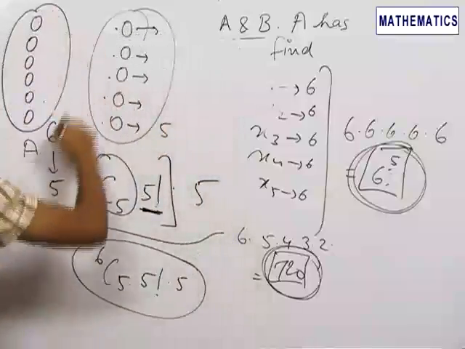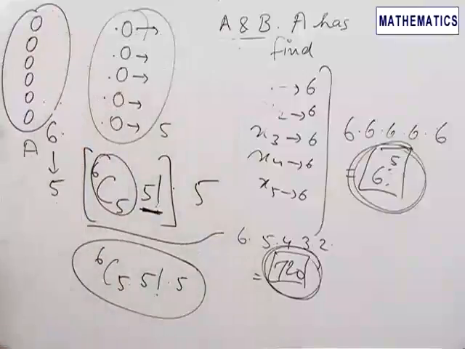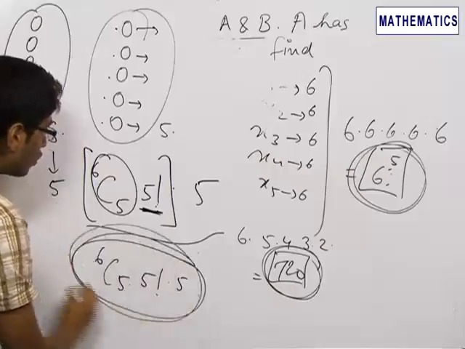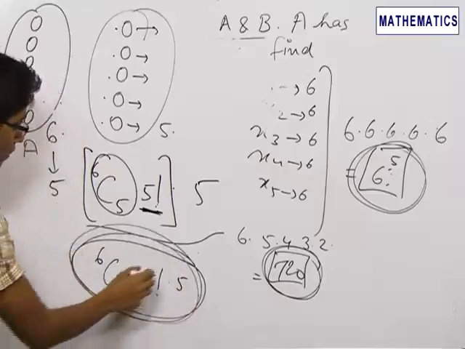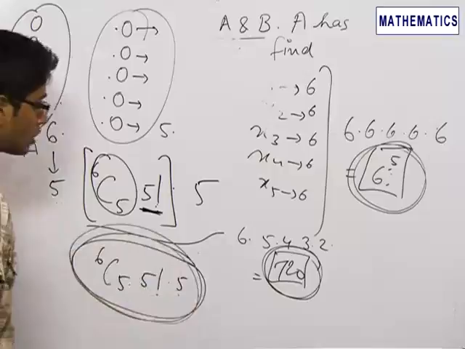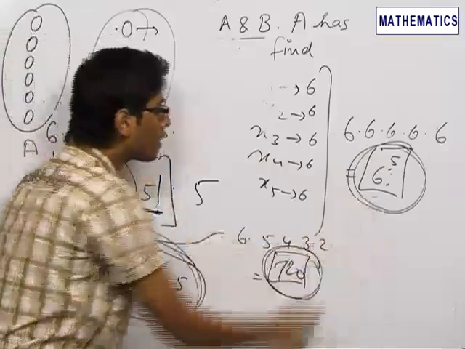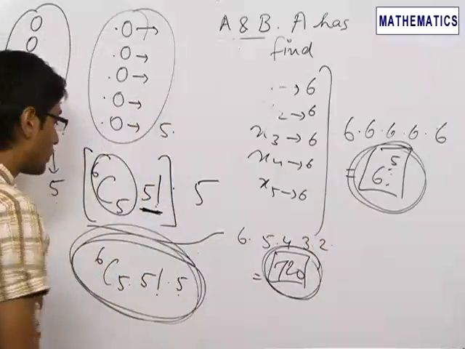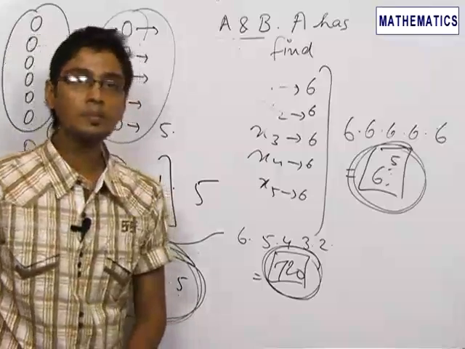And then we took a special case in which the number of elements of set A was greater than the elements of set B, and hence in this case the number of onto functions came out to be 6C5 into 5 factorial into 5. So the number of into functions was 6^5 minus 6C5 into 5 factorial into 5, and this is our final answer.